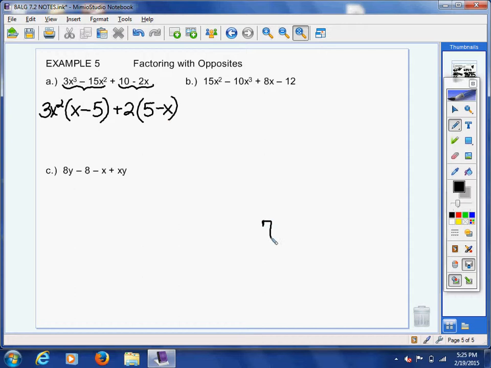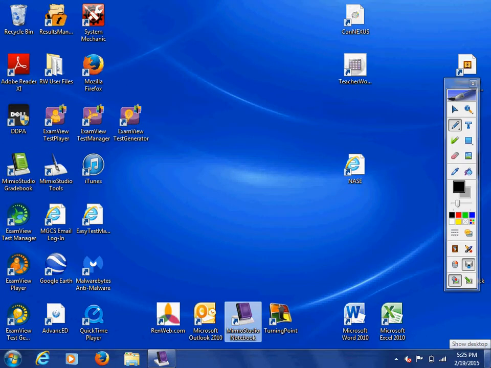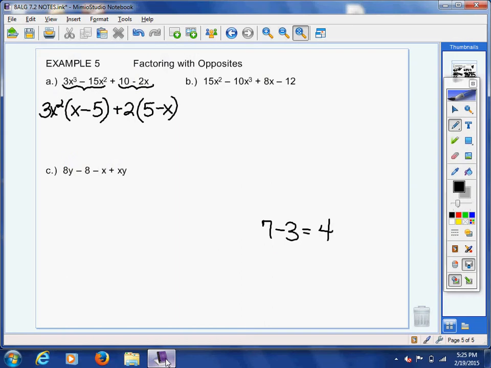For example, if you did 7 minus 3, that's 4. But what's 3 minus 7? Negative 4. There's no such thing as commutative property of subtraction. You can't flip numbers around the subtraction sign because of this exact problem. You will ruin and mess up the sign. So I can't just flip 5 minus x and go, hey, I'm going to make it x minus 5. You can't do that because it's not appropriate.